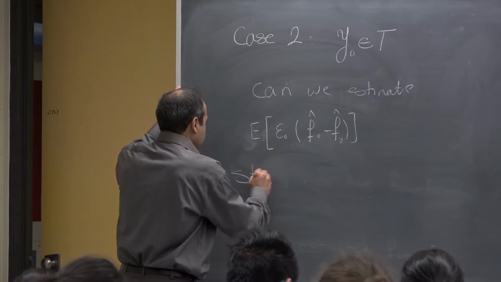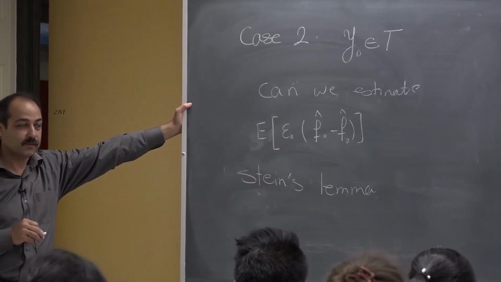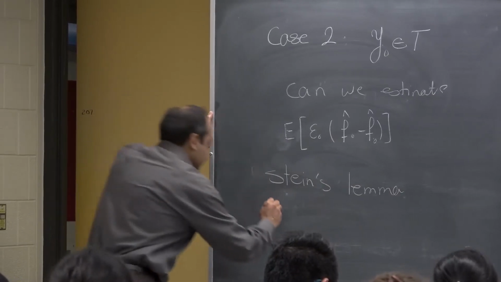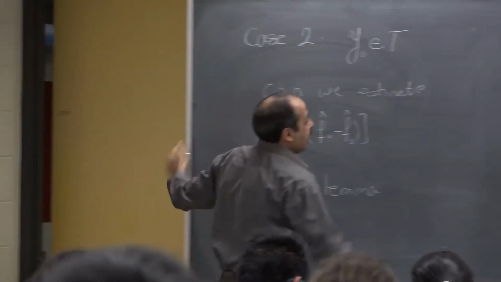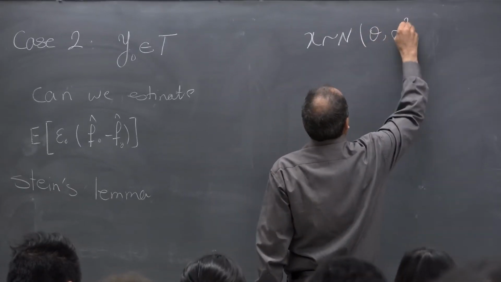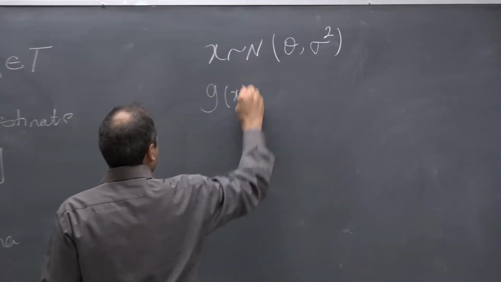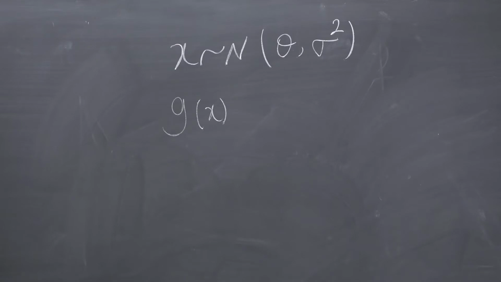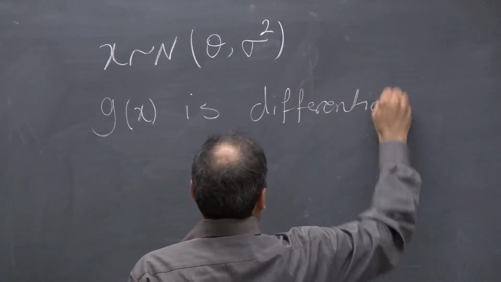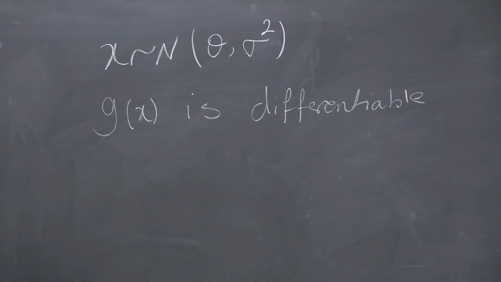We have to use Stein's Lemma to estimate this. So what is Stein's Lemma? Basically, it says that if there is a random variable x, let me write it here. If there is x which has a normal distribution, theta, sigma squared. And suppose there's a function g, and this g is a differentiable function. You can take the derivative of this function. Actually, it's enough if it's weakly differentiable.